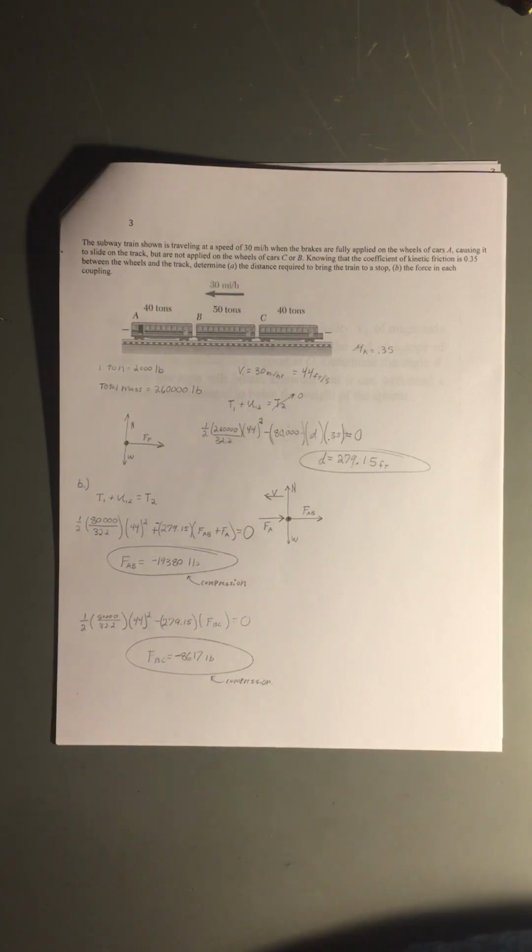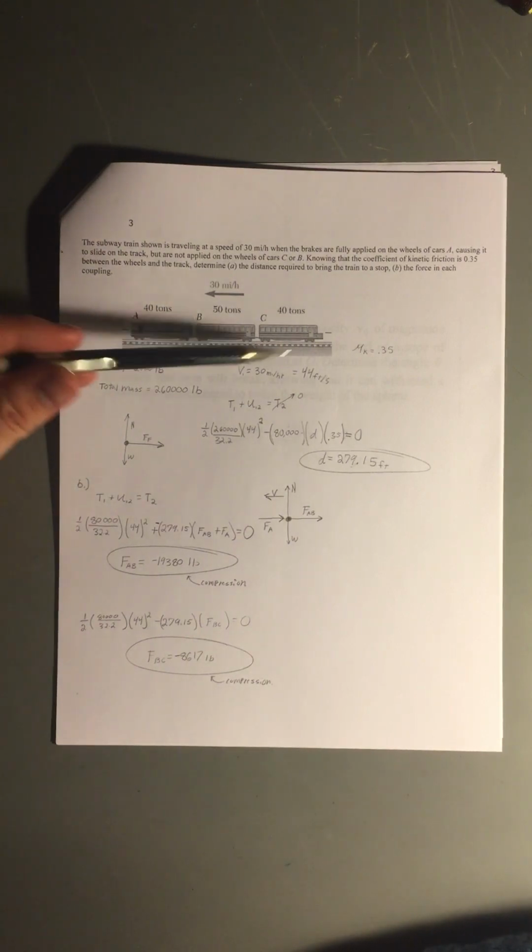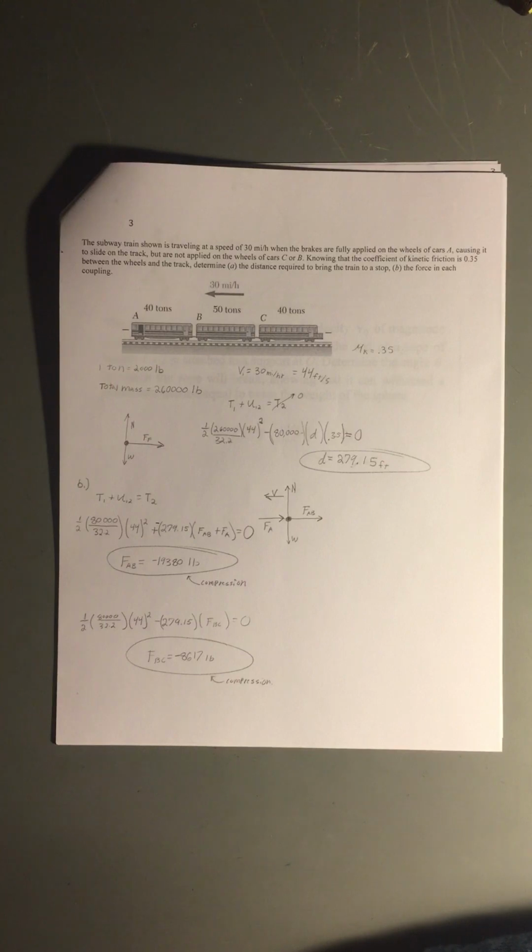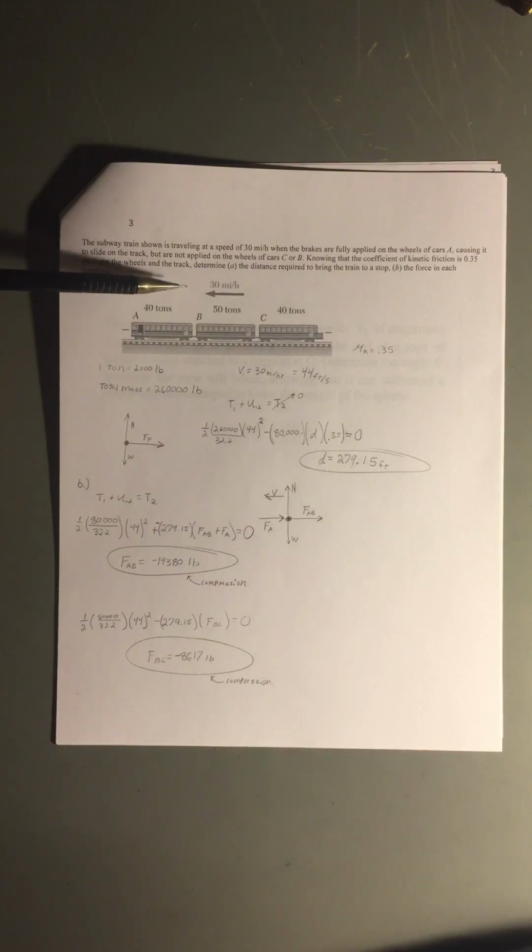On problem 3 here, they gave us a diagram of this train, the subway train, and they tell us that the train is moving to the left at 30 miles per hour, but only the brakes in cart A are applied, and then the train comes to a stop. The first thing they want us to find is the distance from when the brakes are first applied to when the train completely comes to a stop.